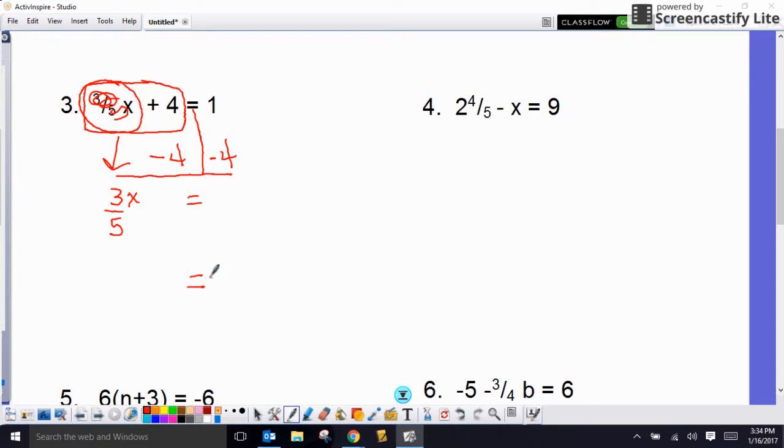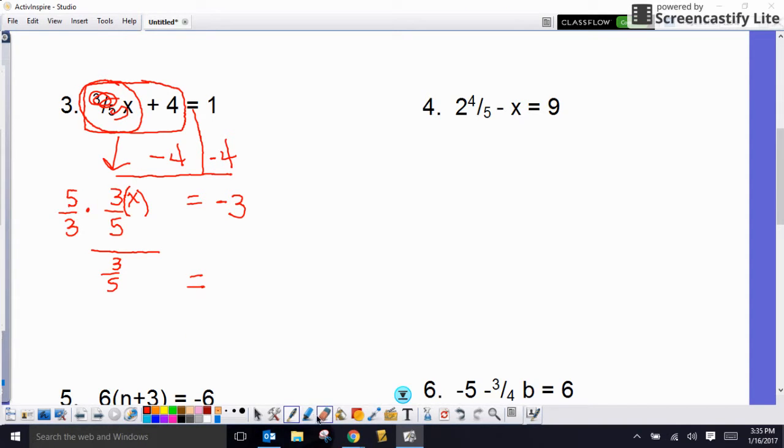Oh, I forgot to bring down my equal signs. 1 minus 4 is -3. Now here we go. So right here you can see that this fraction, 3/5, is being multiplied to x. So if I was to divide by 3/5, fraction divided by fraction, we solve by multiplying by the reciprocal.